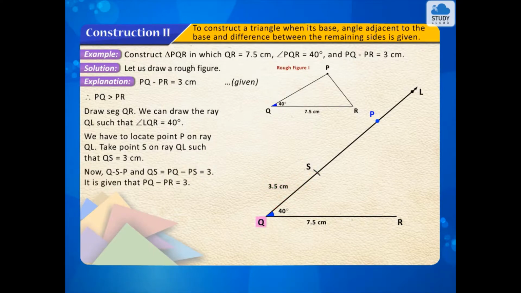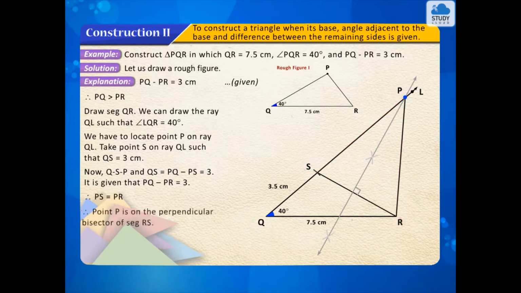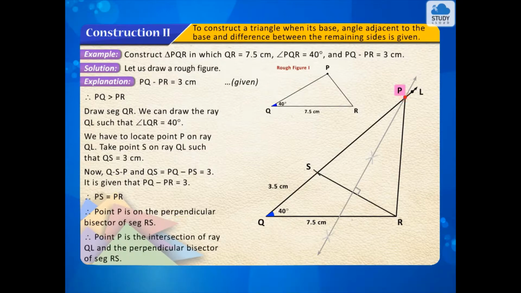Now, in triangle QSP, segment QS is equal to segment PQ minus segment PS is equal to 3. It is given that segment PQ minus segment PR is equal to 3. Therefore, segment PS is equal to segment PR. Therefore, point P is on the perpendicular bisector of segment RS. Therefore, point P is the intersection of ray QL and the perpendicular bisector of segment RS.